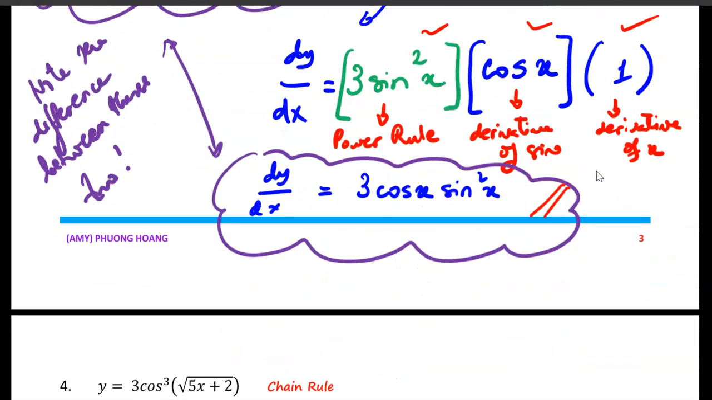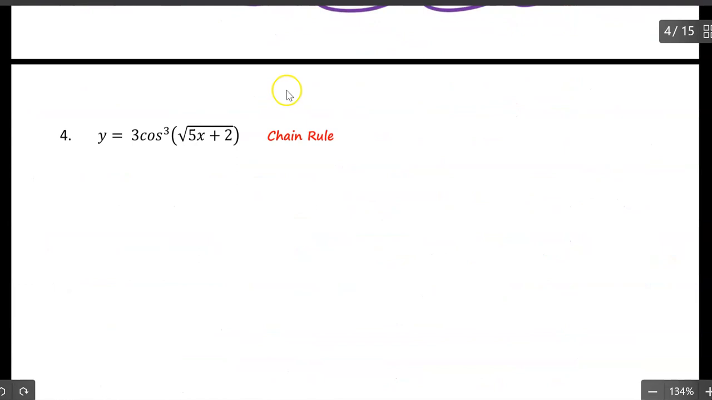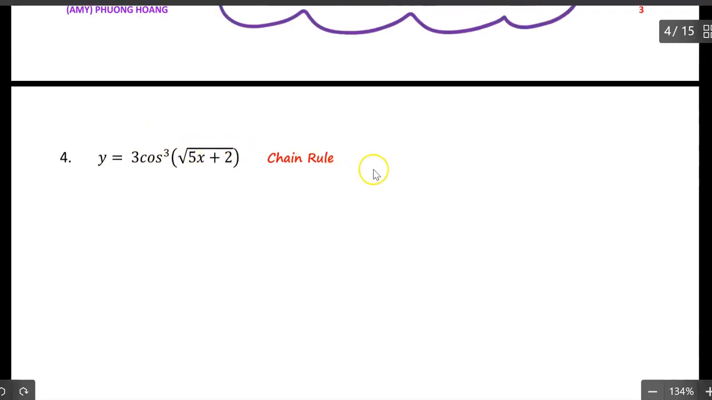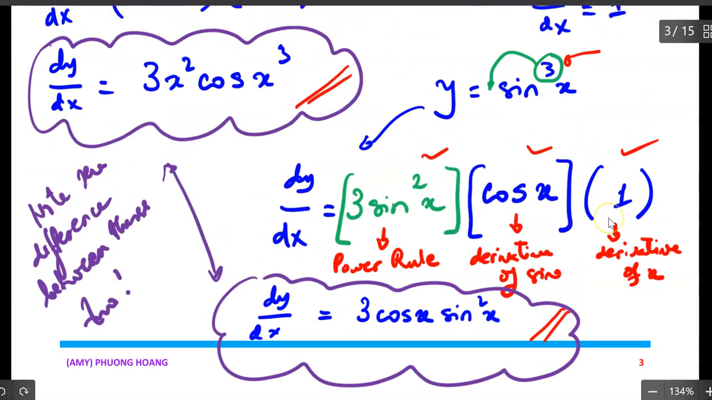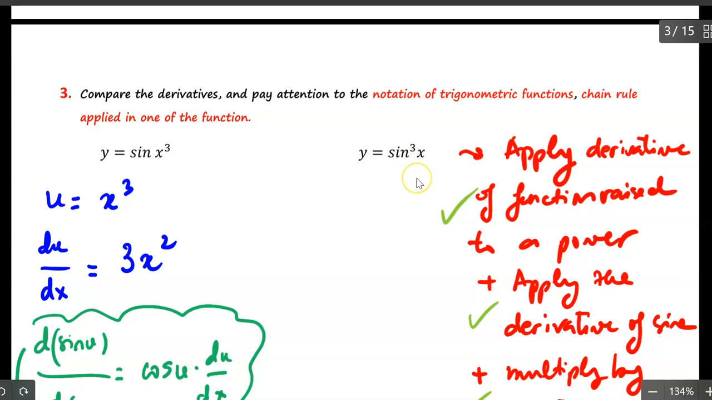So I'm going to move on to another example, and this one is a bit complicated, because in here you have cos raised to exponent 3, and your argument now is not just as simple as x. Now you have the entire function right here. So we call this applying the chain rule. So the same thing here, I need to apply the chain rule. Okay, so power rule, chain rule, and also the derivative of the argument as well.